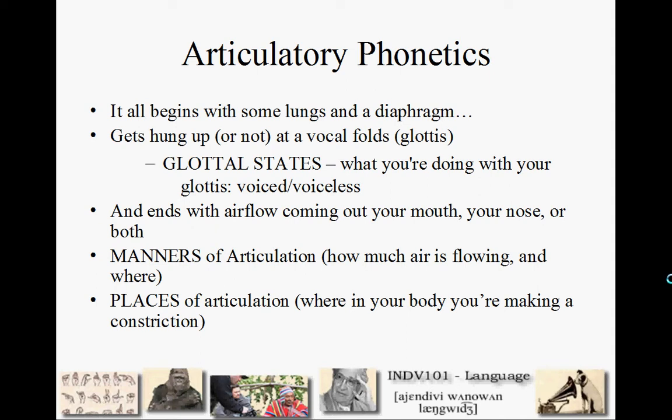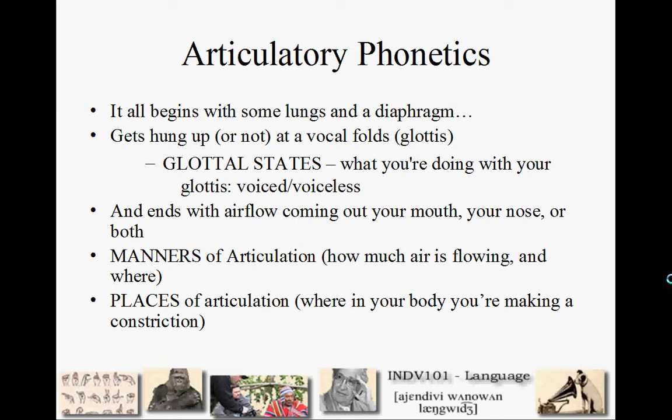Versus a sound like T, where the tip of your tongue is coming all the way to the roof of your mouth, and then it's being released down. So that's different. Those are different manners of articulation.